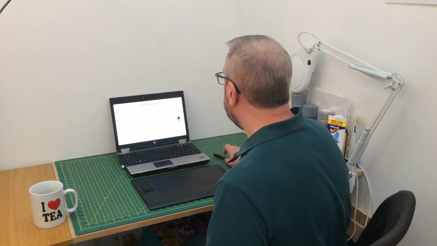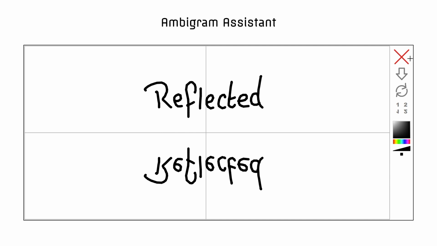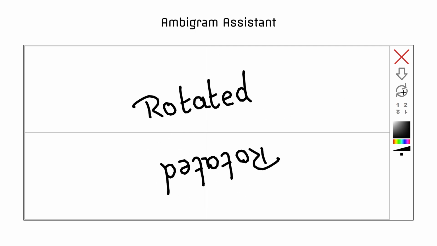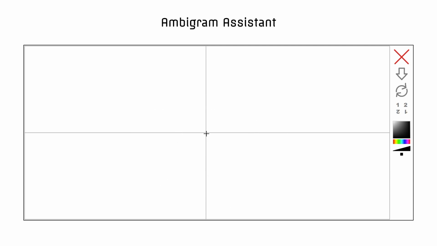This is my Ambigram assistant. My Ambigram assistant is a drawing tool in your web browser. It runs in 4 modes: freestyle, mirrored, reflected, and rotated. You can see what your drawings look like when they're rotated, plus you can download the images you create. Let me show you how I recreate my Tinker Ambigram.